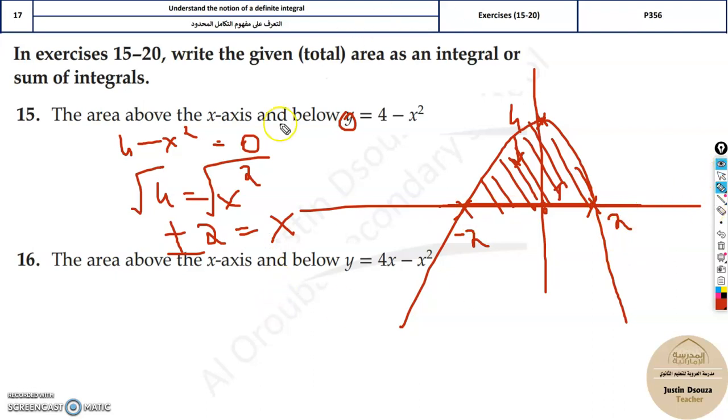Now let us write the intervals. So it is integration from -2 to 2. Sorry, the limits are from -2 to 2. What is the function? 4 minus x squared. That is it.